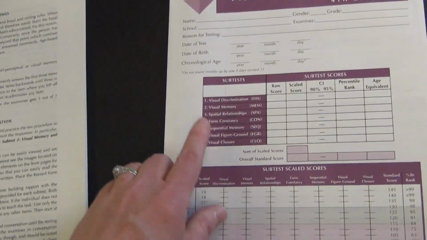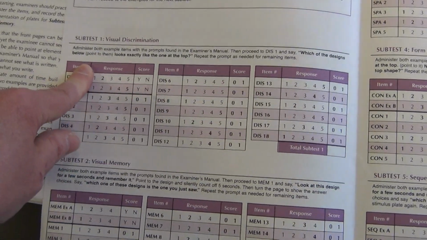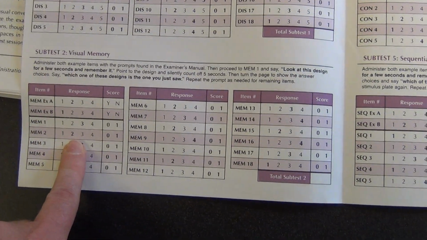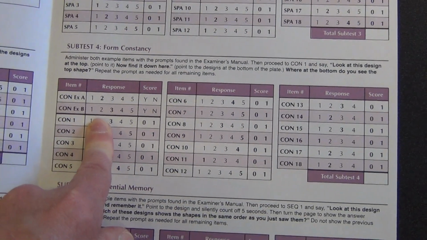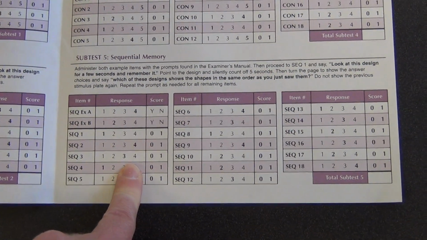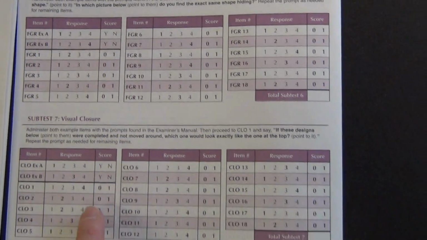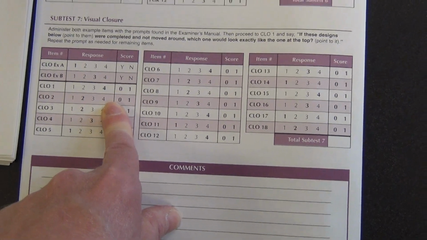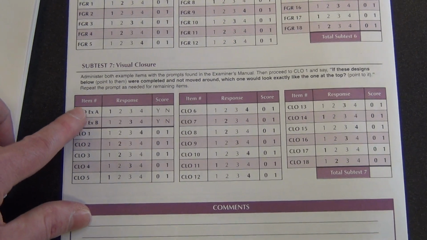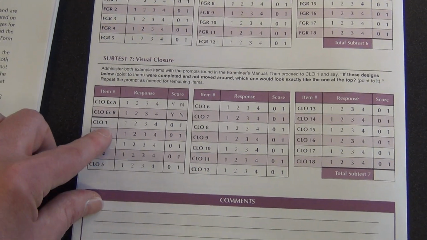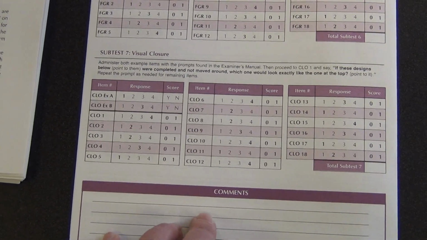You can see here from the scoring sheet there are 7 subtests: visual discrimination, visual memory, spatial relationships, form constancy, sequential memory, visual figure ground, and visual closure. For each of these subtests, there are 2 practice trials that the client gets that are not scored, and then there are 18 items for each subtest.